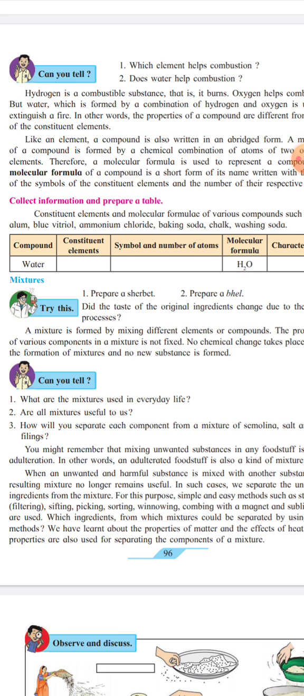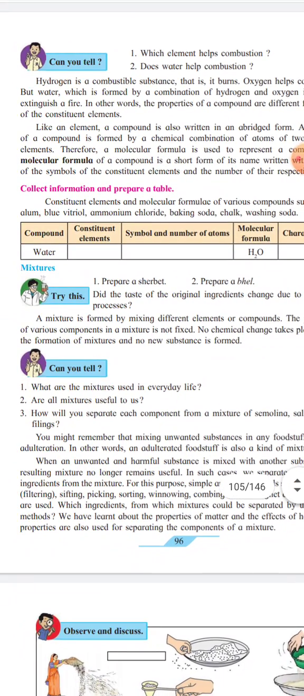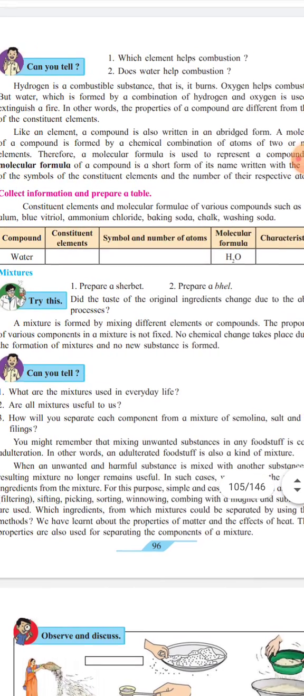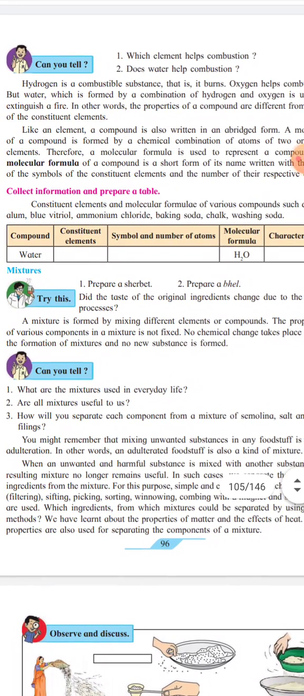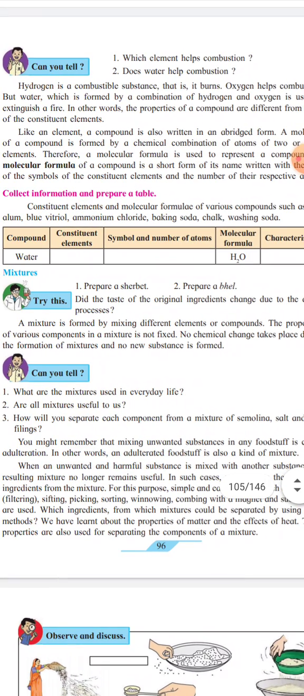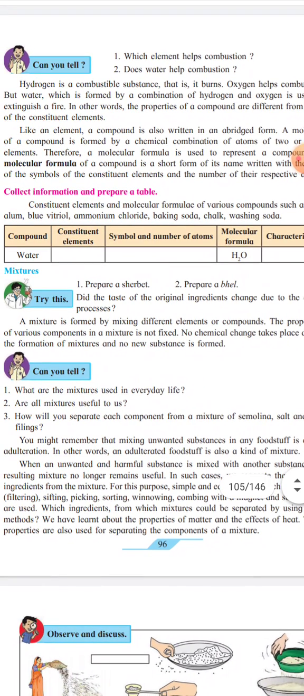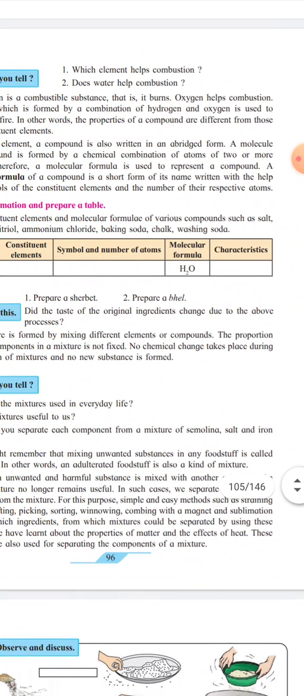We have to prepare a table by collecting the information of the compounds. These are various examples of compounds. Here, the first example given is water. Second is aluminum. Here we have to find the constituent elements. Second column, symbol and number of atoms. Third, molecular formula: how to write this compound in the molecular formula. And in the last column, characteristics.